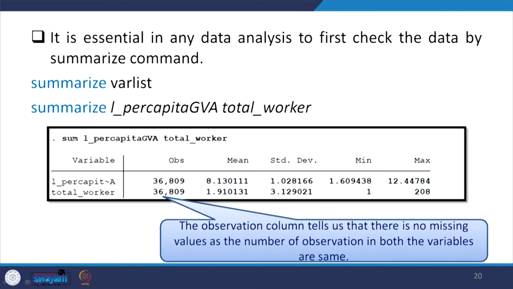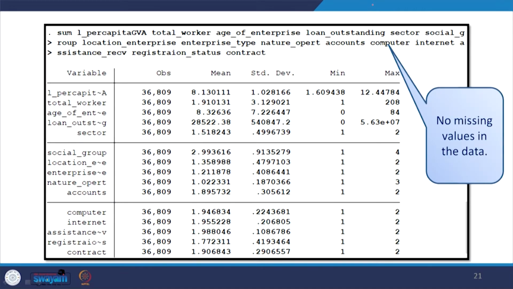So, the observation column tells us that there are no missing values, because the number of values in the data is complete. In the result also we do not have any missing value. And how to deal with those aspects we have already mentioned earlier. Similarly, if I go by all the variables together, I will get all such information, and it clearly emphasizes that there is no missing value and all the observations are visible before us.